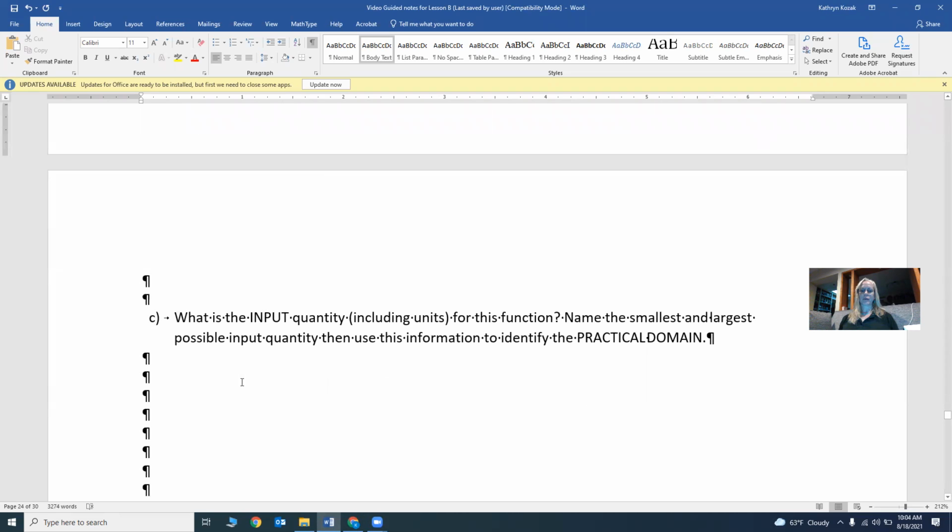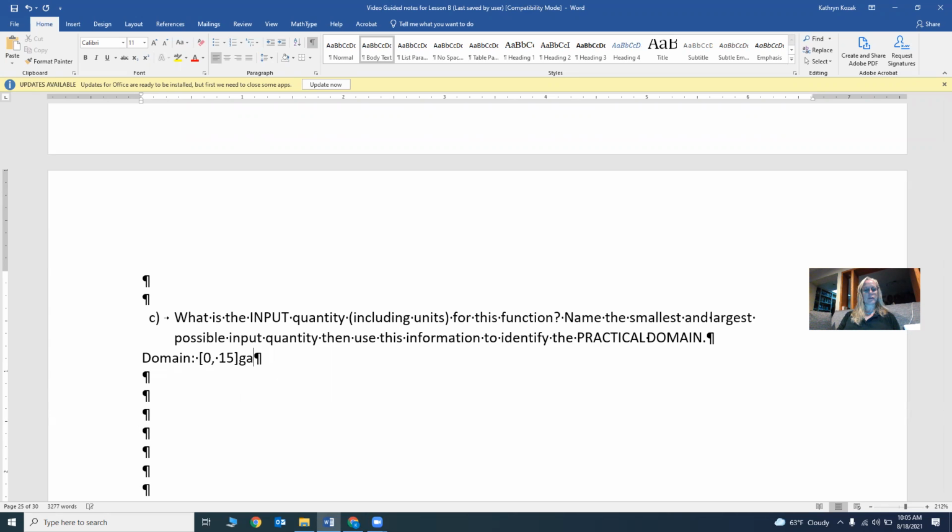From those, I can get my practical domain. What I mean by practical domain is that this function can keep going on forever and ever, but practically it doesn't make sense to go beyond how many gallons you can put in there. So my practical domain would be from 0, and I do want to use the bracket, to 15, because you can't get anything more than 15 gallons there. So that's my practical domain. Again, the domain of this function normally is all real numbers, but it can't be all real numbers here because we can't go more than 15 gallons.